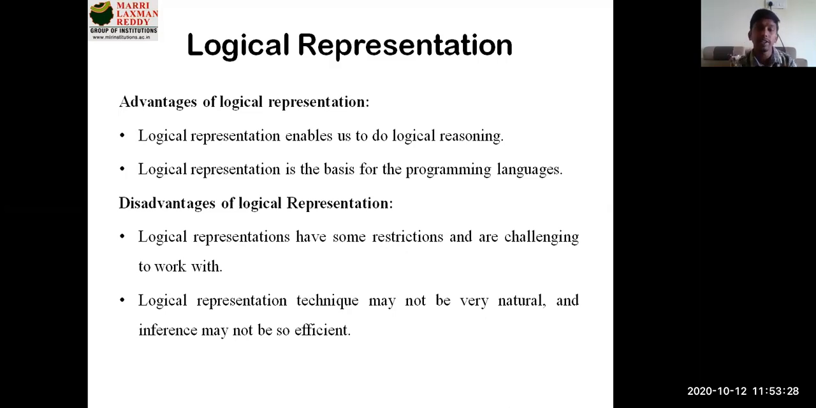So what are the disadvantages of logical representation? Logical representations have some restrictions, and it's very challenging to work with, because you need to be very clear with the logical statements or the symbols you're using. Sometimes the challenges are complex, and we need to put in a lot of effort to make a programming language understand how a logic can be represented.